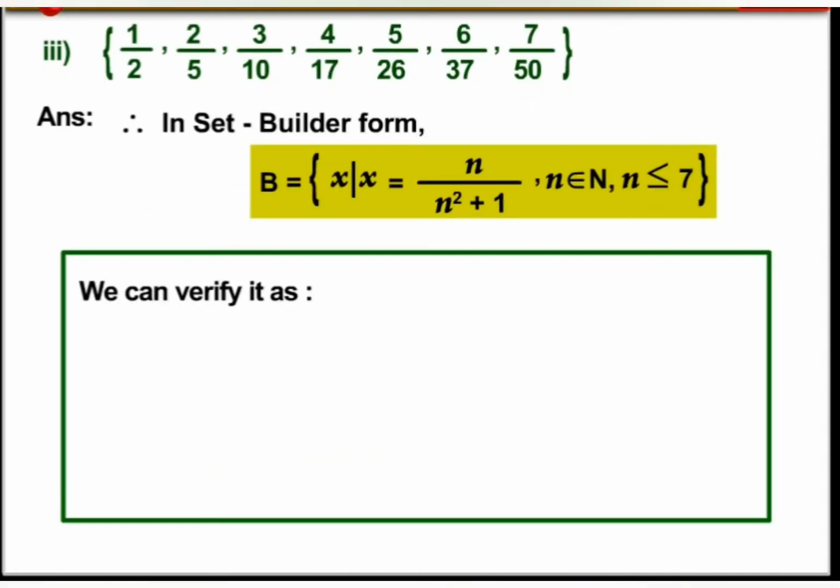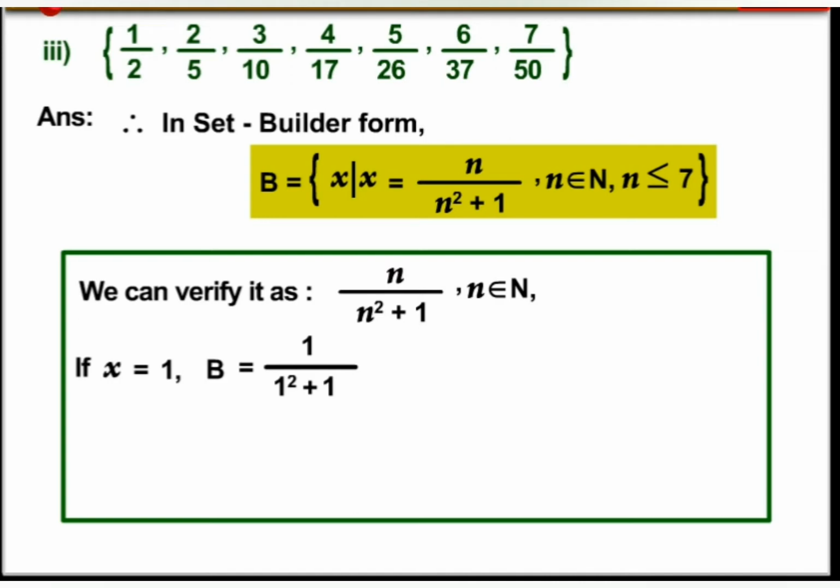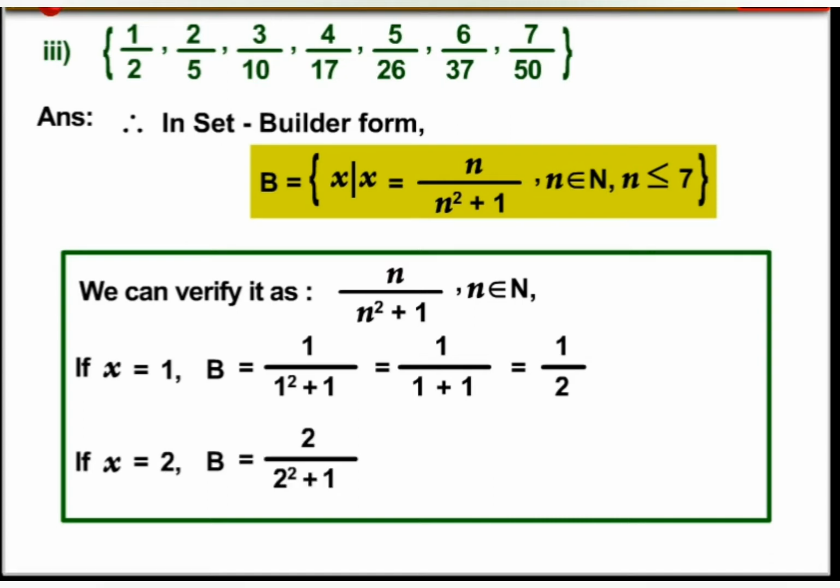We can verify it. If n is equal to 1, x is equal to 1 upon 1 squared plus 1, that equals 1 upon 1 plus 1, that equals 1 upon 2. If n is equal to 2, x is equal to 2 upon 2 squared plus 1, that equals 2 upon 4 plus 1, that equals 2 upon 5, and so on.